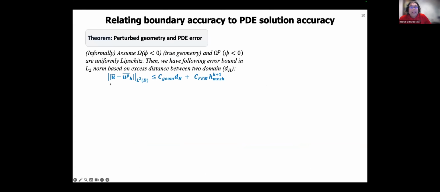We show that the L2 error for a linear elliptic equation is bounded by two things. The one thing that we know and love is the second term on the right hand side, which is the slope: given a mesh size h and an order of basis functions k, the error drops as h to the power k plus 1. But additionally, you have a term that scales linearly with how well I'm capturing my geometry.